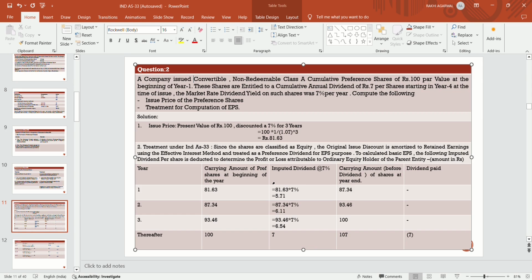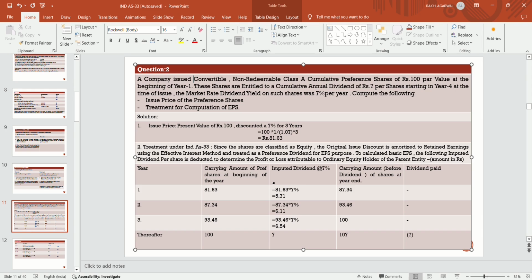So 100 multiplied by 1 divided by 1.07 to the power 3 becomes 81.63. So they issue shares at 81.63. On that they accumulate dividend, because it is a cumulative preference share. So in year 1, the carrying amount of the preferred share at the beginning of the year, they issue shares at 81.63, that is a discounted price.